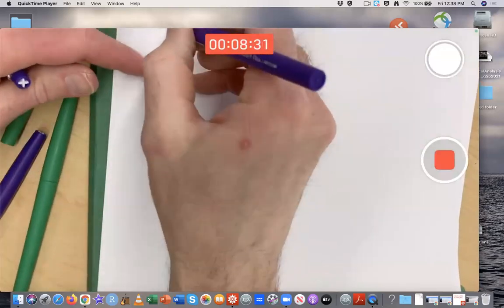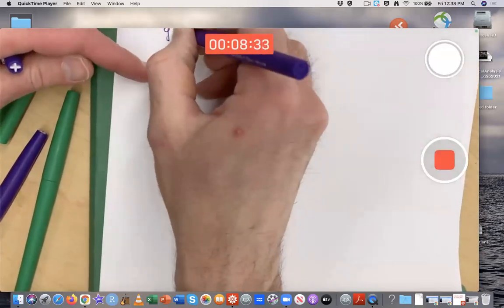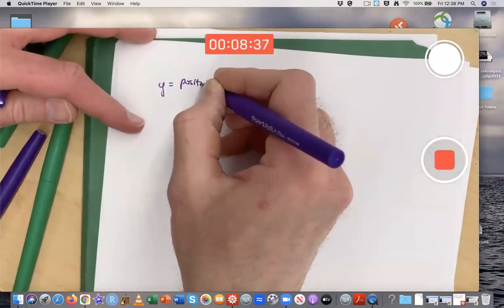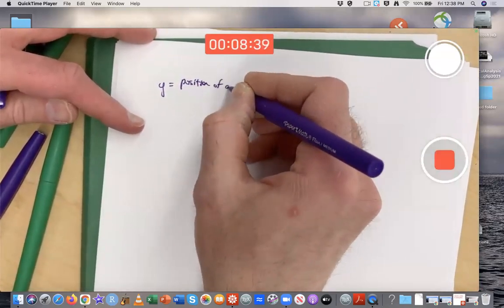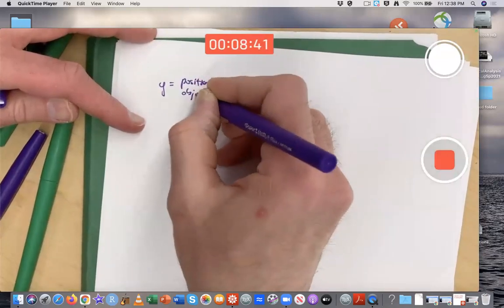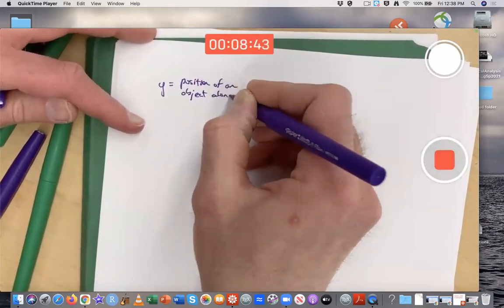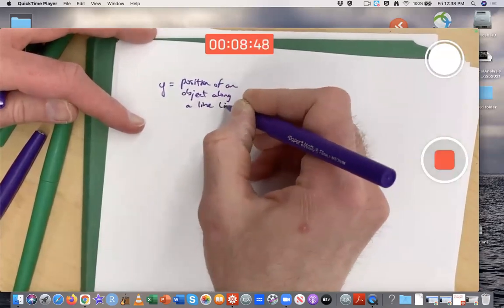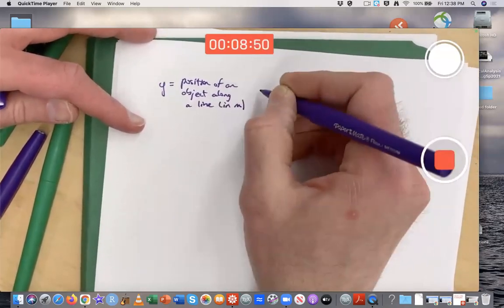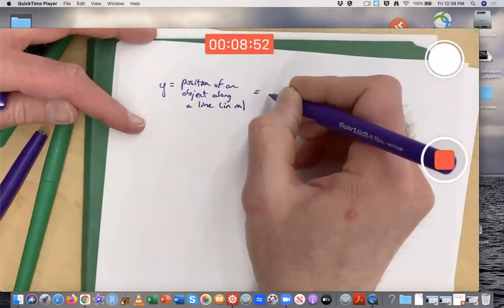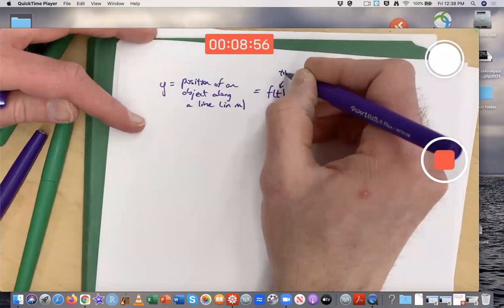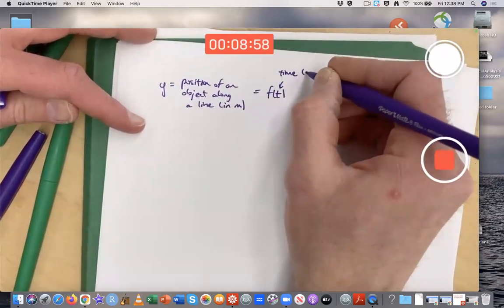And S is, or let's make it a Y. Y is going to be the position of an object along a line. And let's go ahead and use standard units in meters, say. And this is going to be a function of time. T is time. And the usual units would be seconds.